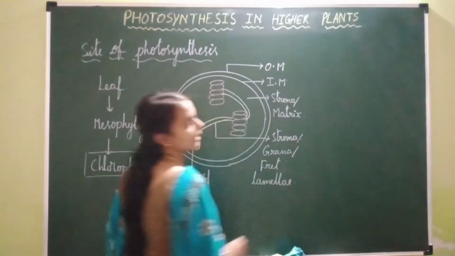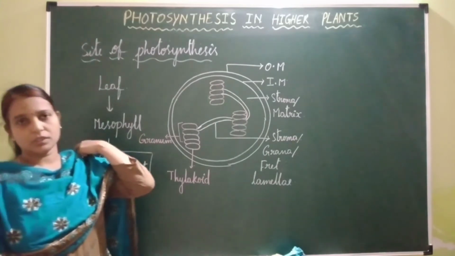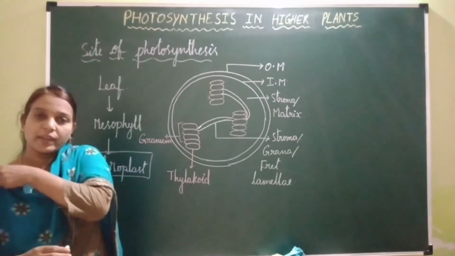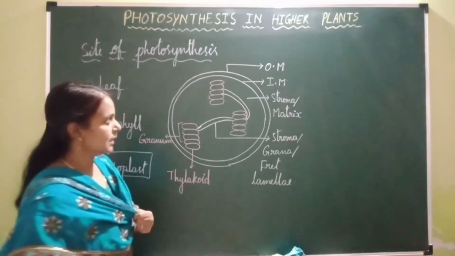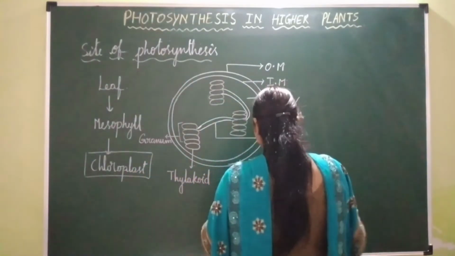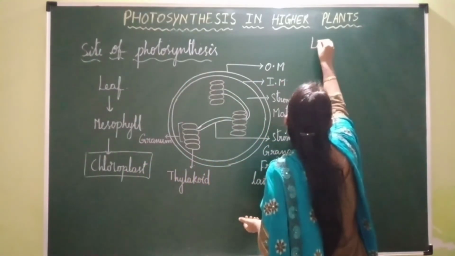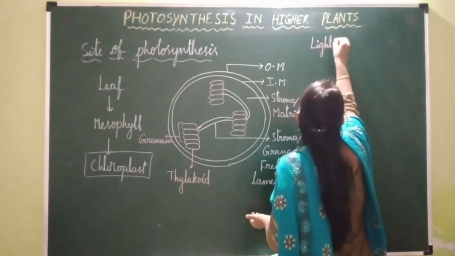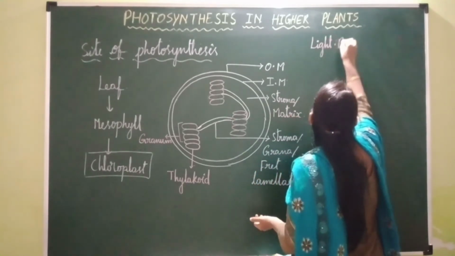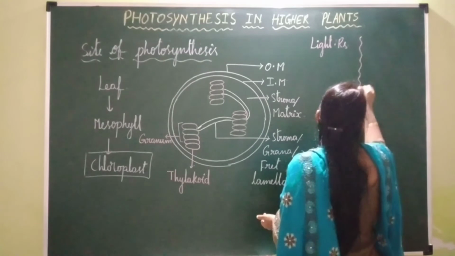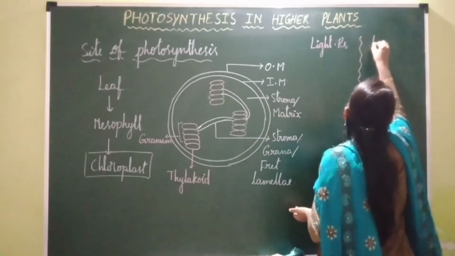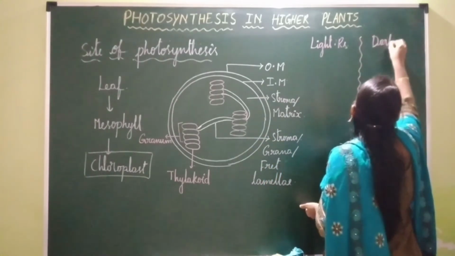Okay, right. So actually photosynthesis occurs in two steps, two phases. They are the light phase and the dark phase. Let's study where this light phase occurs and where this dark phase occurs. The light phase is also called light reactions. The dark phase is also called dark reactions.